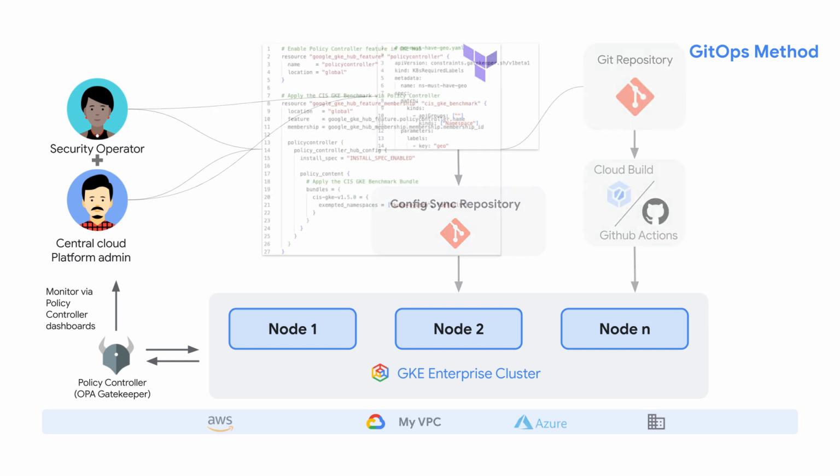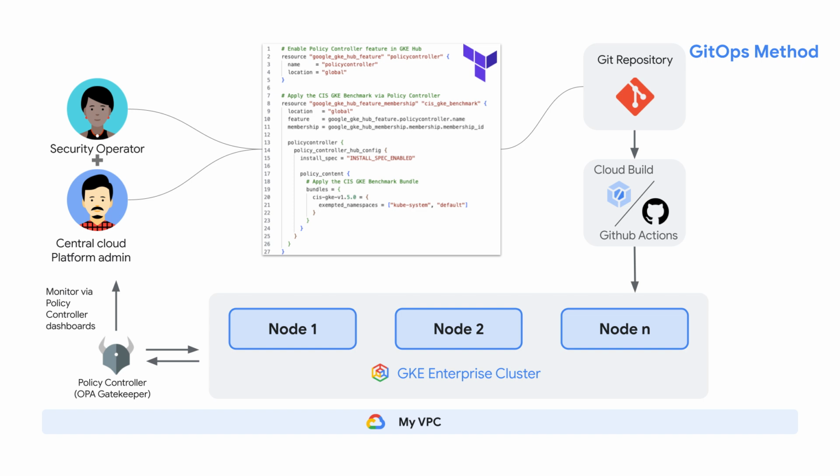We can also use Cloud Build, or in my example, we're going to use GitHub Actions as the infrastructure CI/CD component. What we are defining here in Terraform is that we want an existing cluster to install Policy Controller and apply the CIS GKE Benchmark in dry run mode. Once installed, our operators can view the policies and their violations in the console or via gcloud CLI. So let's show how we can make this happen.